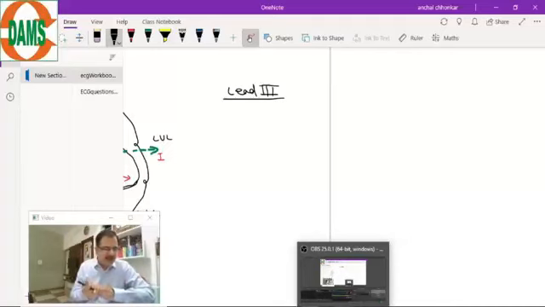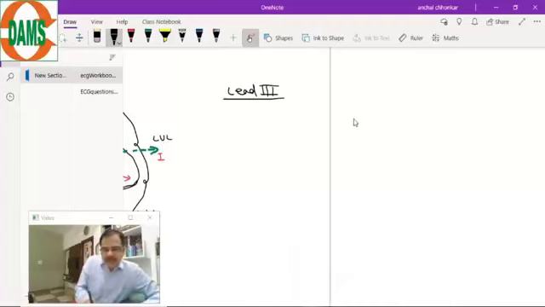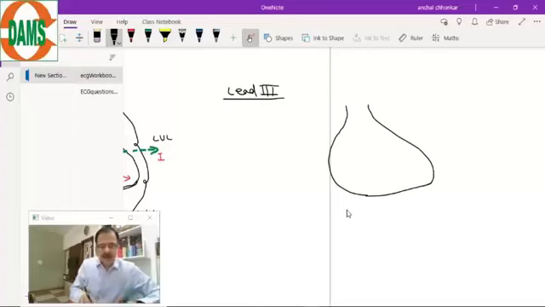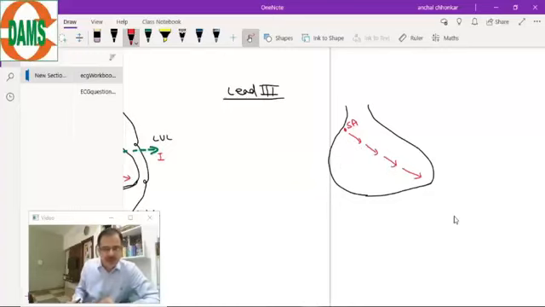Normal depolarization direction. So here is the vertical position of the heart. This is the SA node, and this is the normal depolarization direction, which is going from the SA node downward.